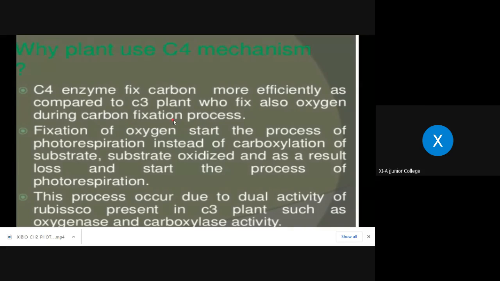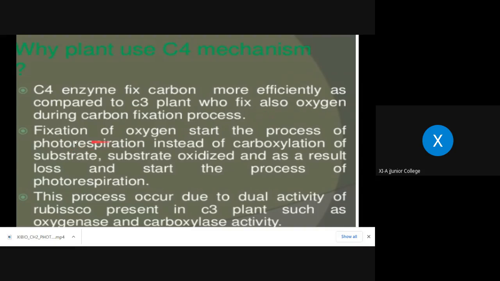Now in C3 plants, if you remember, what is the first acceptor of CO2? RUBP, right? Which fixes CO2. But that RUBP has affinity with oxygen also, so it will fix oxygen also, as it has affinity with oxygen as well as CO2. It will be divided into two parts, isn't it? Some part of RUBP will take oxygen, so it will start the photorespiration process. In that case, the CO2 available will be less because the CO2 released during photorespiration goes out into the atmosphere, isn't it?